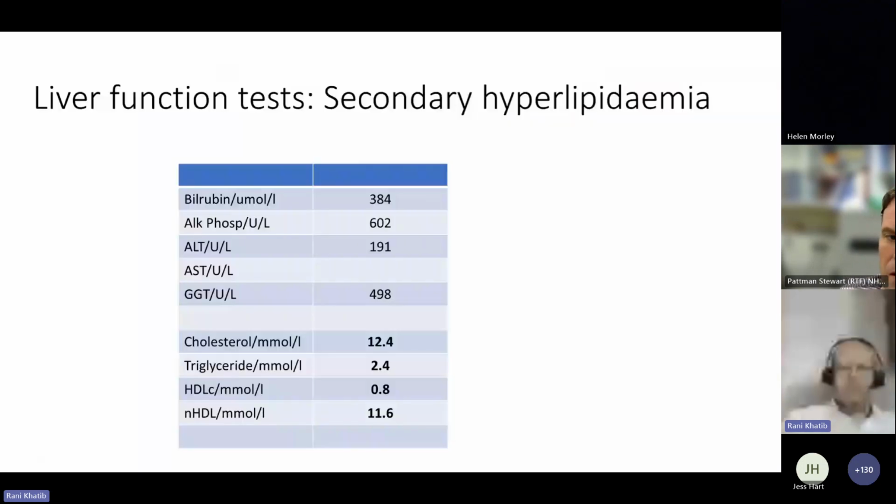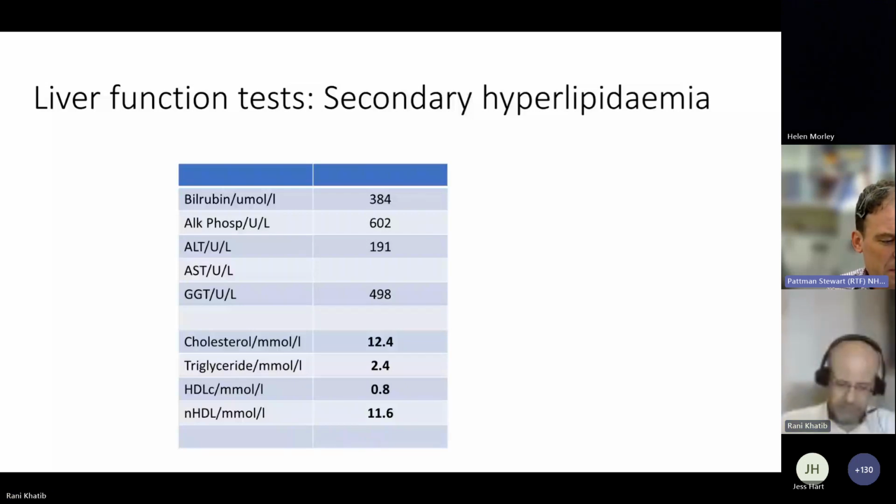I've got your slides here. Thanks, Rani. It was just to illustrate a couple of, and this is one case actually, of illustrating abnormalities with liver function tests, which could give a subsequent disturbance in cholesterol, and that's been mentioned as a secondary cause. There's 2 reasons for doing this.